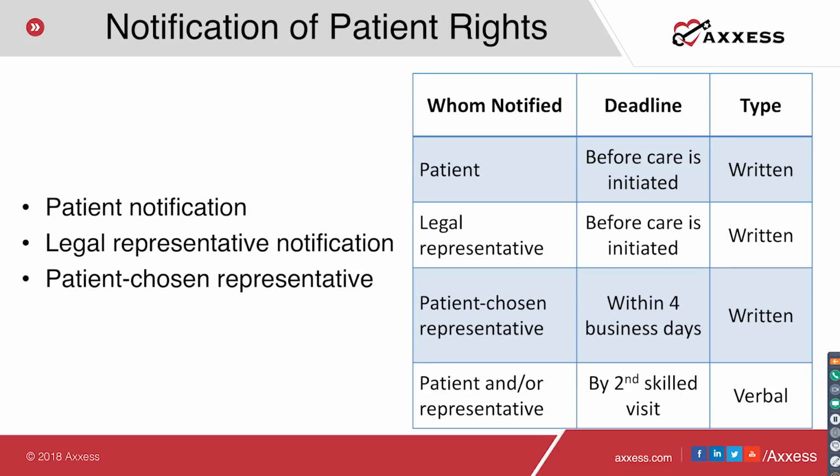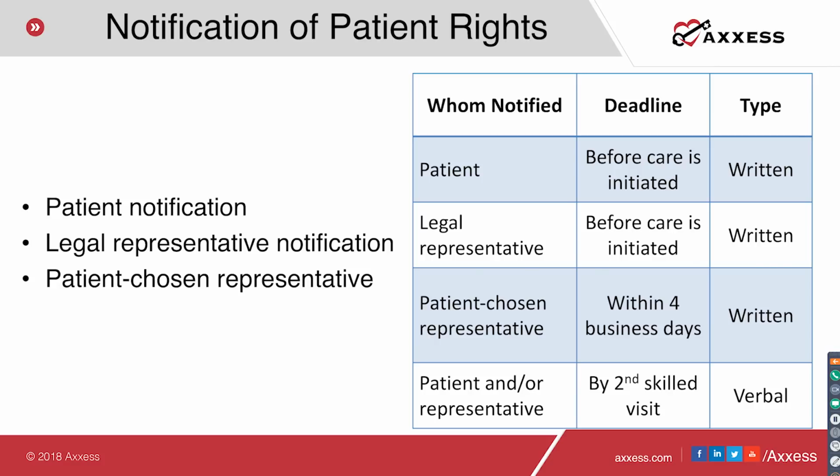We also see that the patient-chosen representative must be notified in written form within 4 business days of the initial assessment. The only time that really that's not going to be the case is when the patient lets you know, and it's documented in your clinical documentation, that the patient does not want this chosen representative to receive a notification of patient rights.